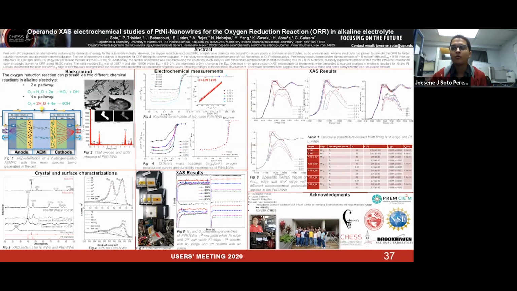The problem is that common fuel cells use acid electrolytes, and alkaline medium has demonstrated that it's a good alternative to replace these acidic fuel cells. In this work, we're going to present to you some operando experiments showing promising results as to why platinum nickel nanowire catalyst can be a potential catalyst for these types of fuel cells.